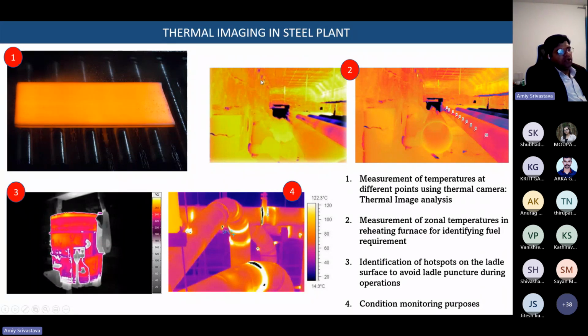In the second image, you can see this is the measurement of zonal temperature in a reheating furnace. So in the reheating furnace, we gradually increase the temperature of a bloom. This is a round bloom, and we cannot increase the temperature very fast. So we have to do it gradually.